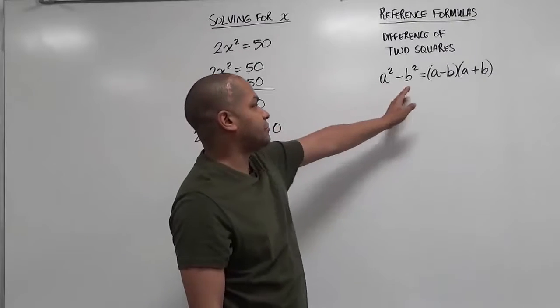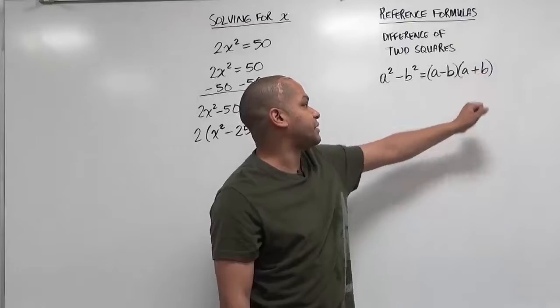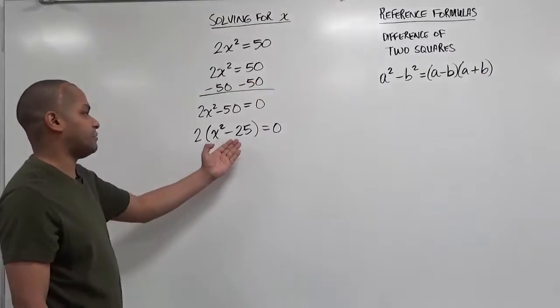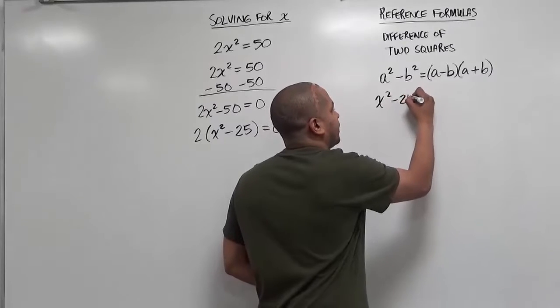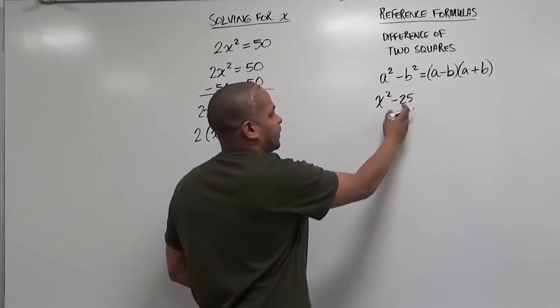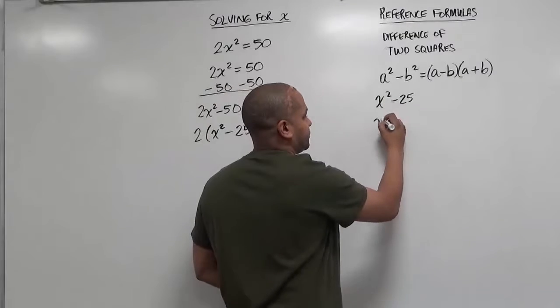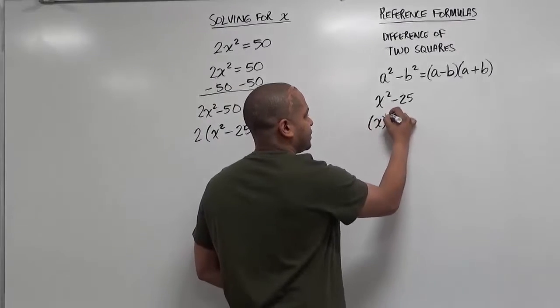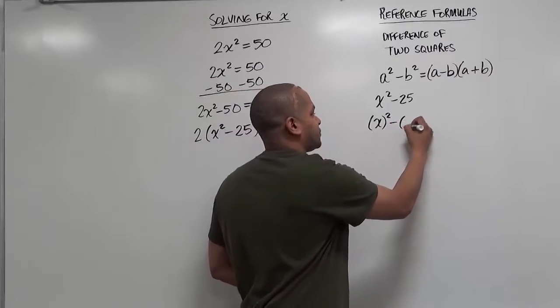So here we have a difference of two squares, which is our reference formula. Here we see that a squared minus b squared gives us the product of a minus b times a plus b. In our case, we have x squared minus 25. Our first step is going to be to find the perfect squares in each term. Now, x squared is already a perfect square, so here we could just put x to the second power, and the number that gives us 25 is going to be 5 squared.